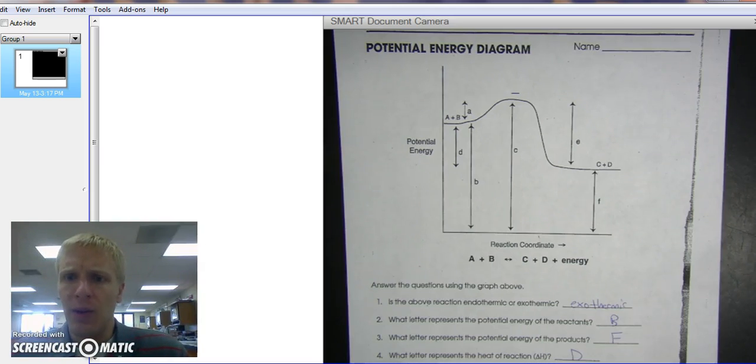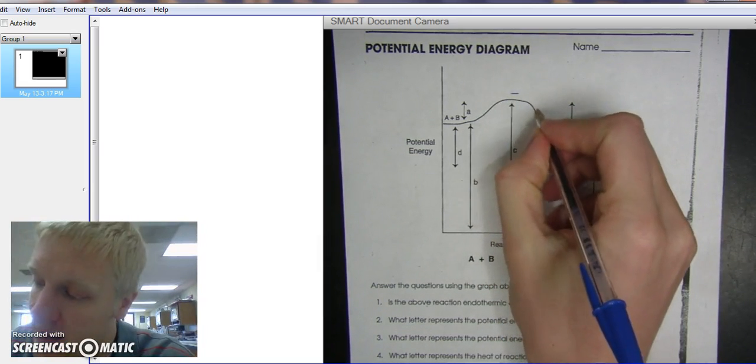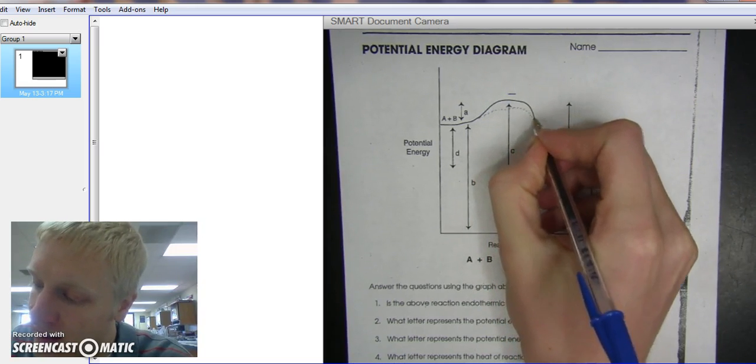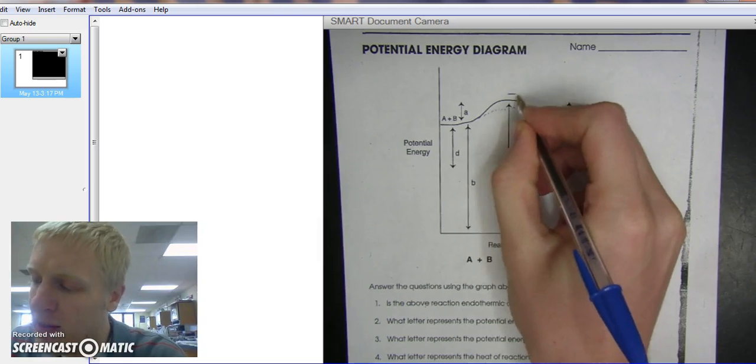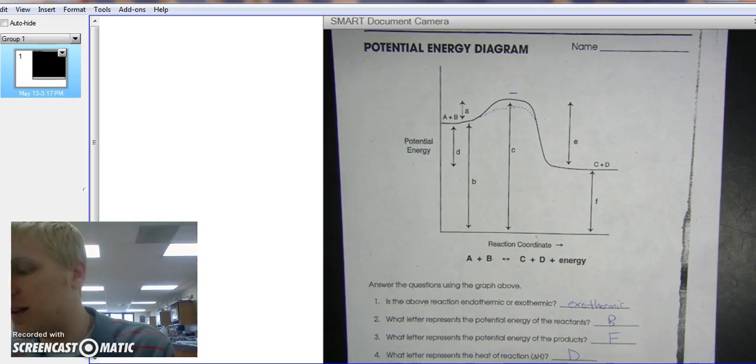Alright, so how does it speed up a reaction? What it does is it lowers the activation energy. So instead of having this activation energy, now you may only have this activation energy. So all of the excess energy now can go towards forming more activated complexes.